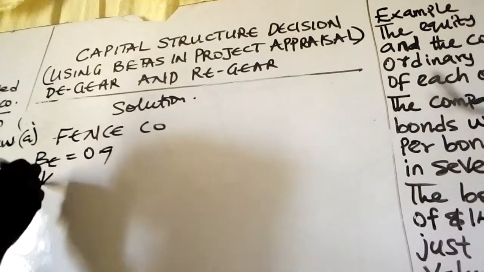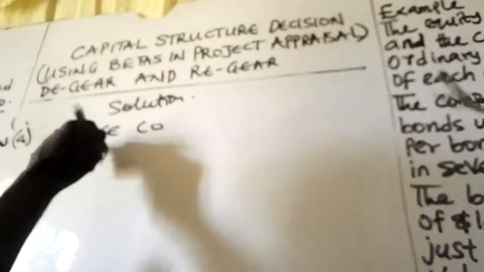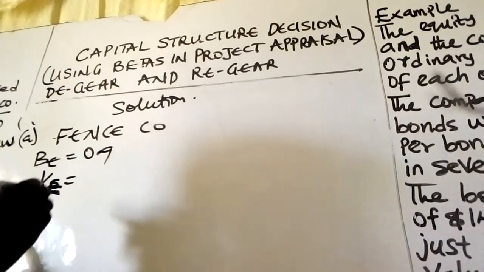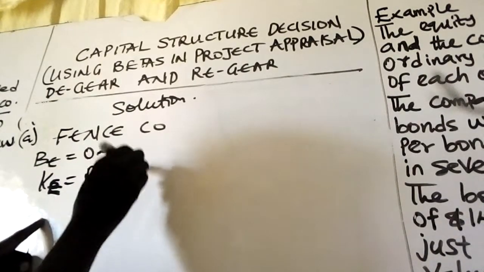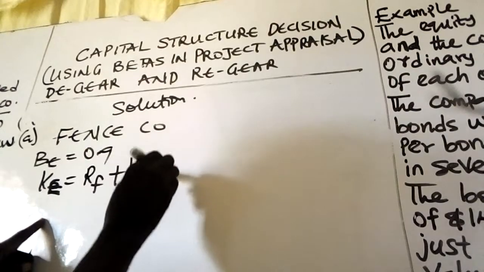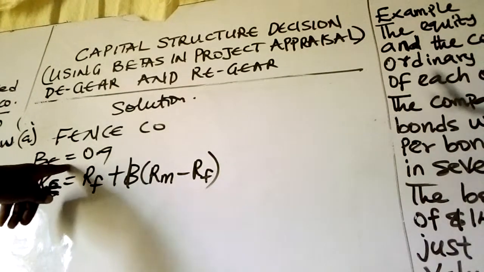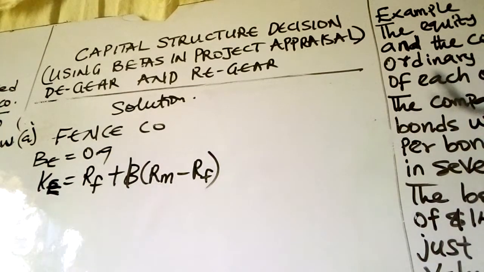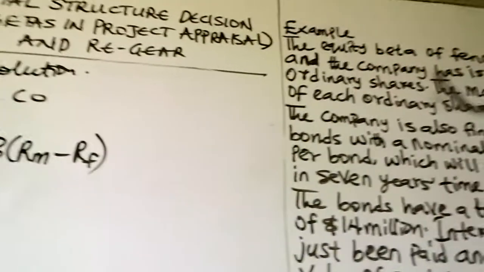To obtain the cost of equity, since we are given the beta, which we use to measure the systematic risk, then you will need to apply the capital asset pricing model, which is the risk-free rate plus the beta times the market return minus the risk-free rate. So you have known your beta to be 0.9, then you will need the risk-free rate and you will equally need the market returns of HESCO. Now back to the question.